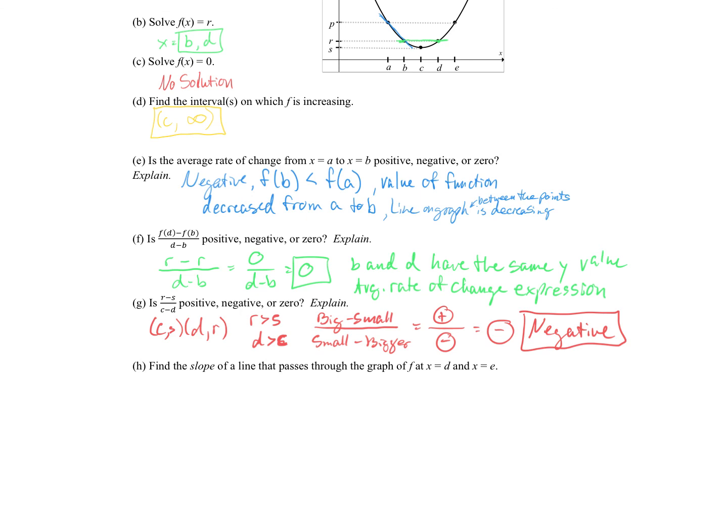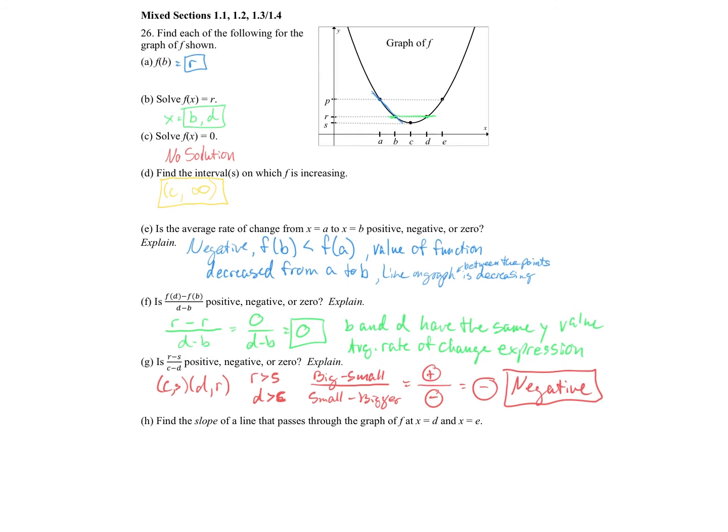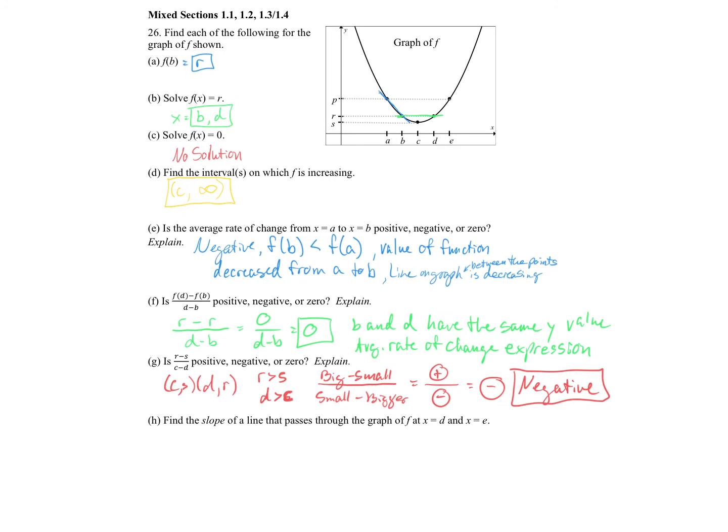So now looking at H, find the slope of a line that passes through the graph of f at D and E. At x equals D and x equals E. So I'm going to go ahead and clear off our graph up at the top, just the other things that were already on there, just to make it easy to see. And we're going to work in blue.